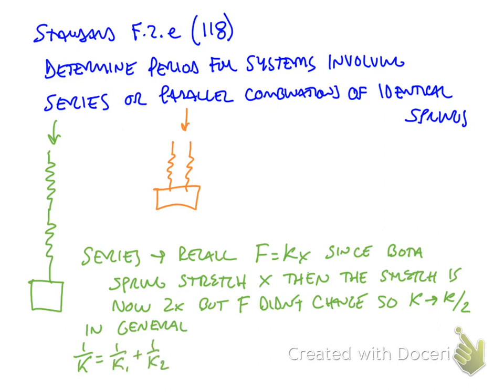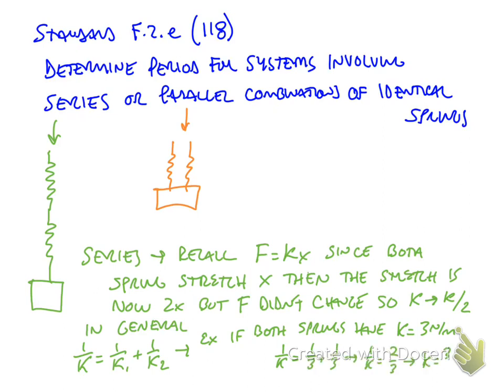plus 1 over k2. So as an example, if both springs have a k of 3 newtons per meter, we would have 1 over k is 1/3 plus 1/3, which means 1 over k is 2/3, or k is 3/2. We just flip both of those, and we get k to be 1.5 newtons per meter.